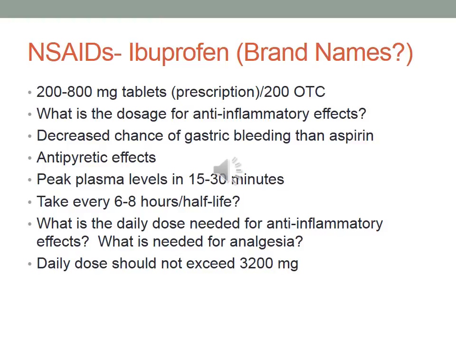There's also, with this, as we talked about, a lesser chance of gastric bleeding than with aspirin, and it can also be used for antipyretic effects. Peak plasma levels in about 15 to 30 minutes. You usually take these about every 6 to 8 hours. The half-life of ibuprofen is approximately 2 hours. So it's a very short half-life, so you have to take the dosages more often. We talked about the differences between the anti-inflammatory effects and analgesia. The key is your daily dose of ibuprofen should not exceed 3,200 milligrams.